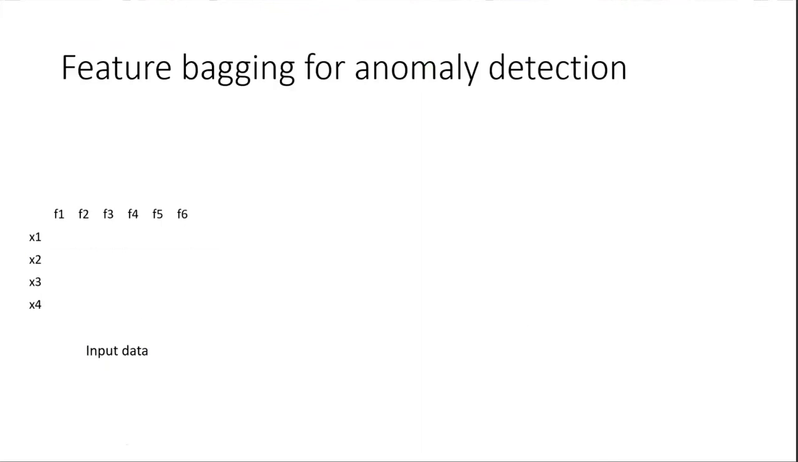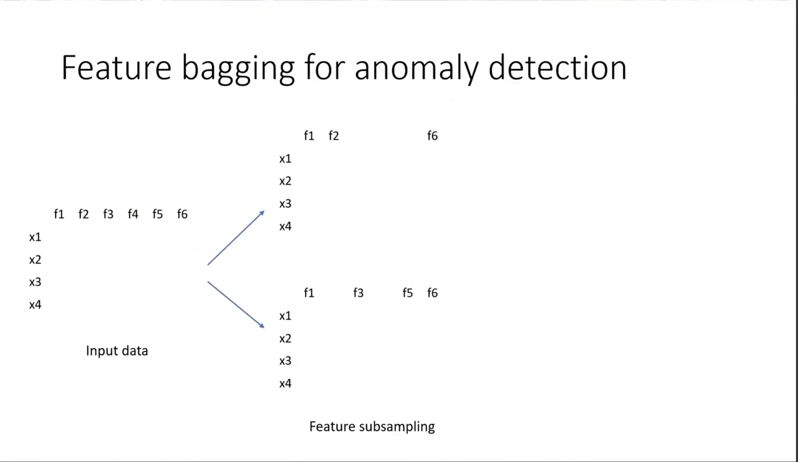The idea is that you have some input data. Let's say here objects are rows, meaning x1 to x4, and then we have six features. Now, the idea is that we create multiple data sets, where each time we sample a number of features, which is inspired from the bagging approach, usually applied to objects, but here used with features.